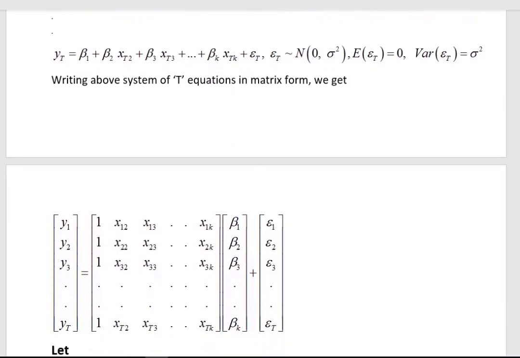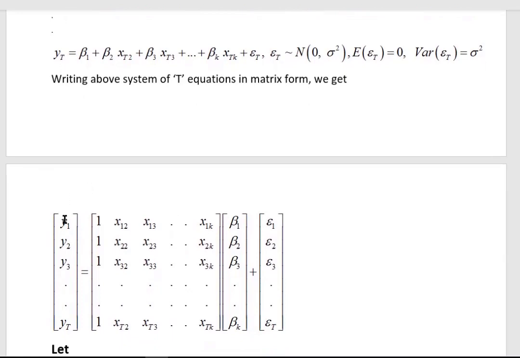So here is what I did. I put all the values of the dependent variable y1, y2, y3 and so on up to yt in a vector. So this is actually a matrix, but a matrix that has only one column is also called a vector. So this is a vector, and then the equal sign, and then look at these T equations.